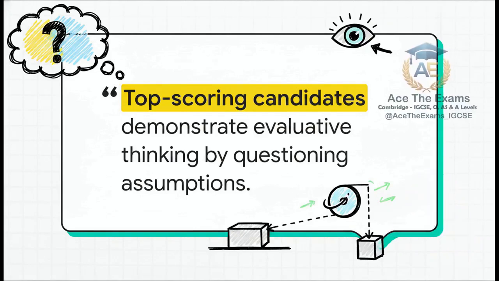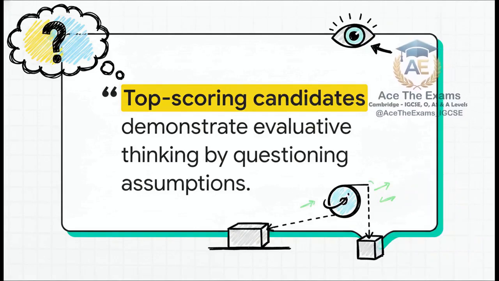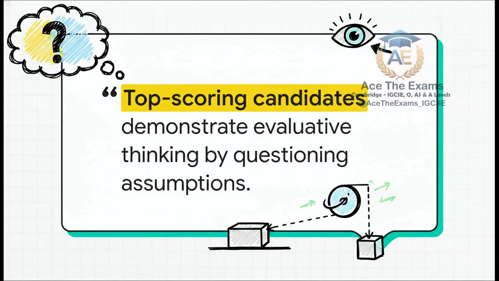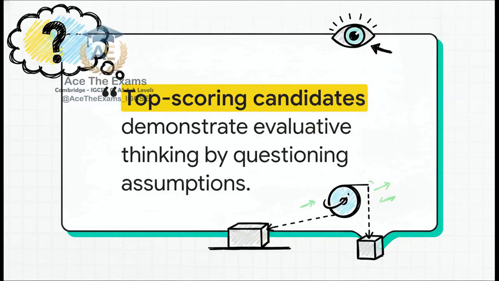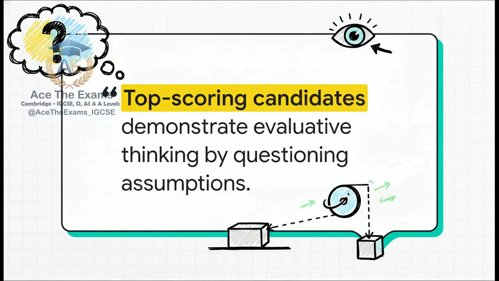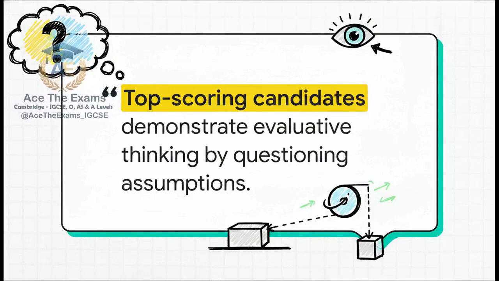This is the ultimate directive for achieving higher-order assessment objectives. Top-scoring candidates demonstrate evaluative thinking by questioning assumptions, considering different perspectives, and justifying decisions with evidence. We don't just calculate, we evaluate. We question the assumptions of a smooth, frictionless pulley. We justify why tension remains constant throughout a light and extensible string. This is the zenith of the exam flow.